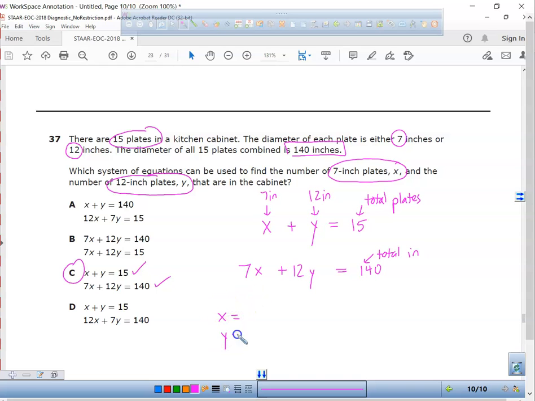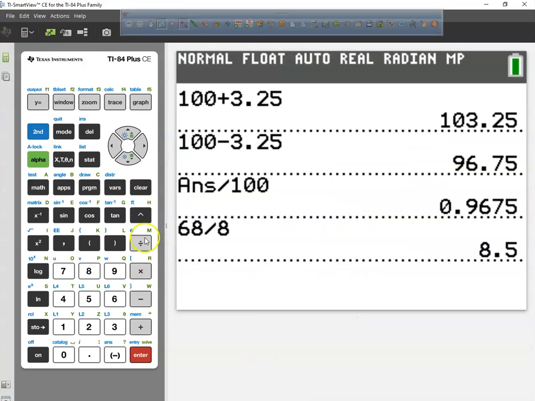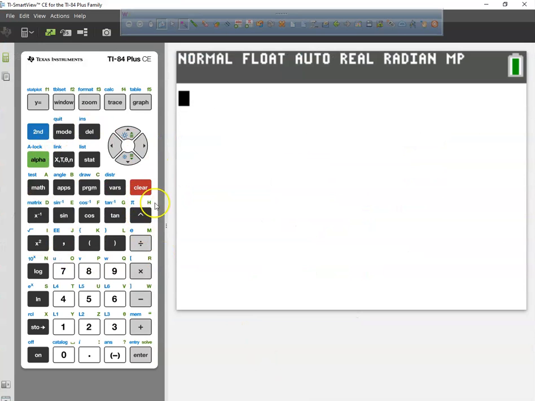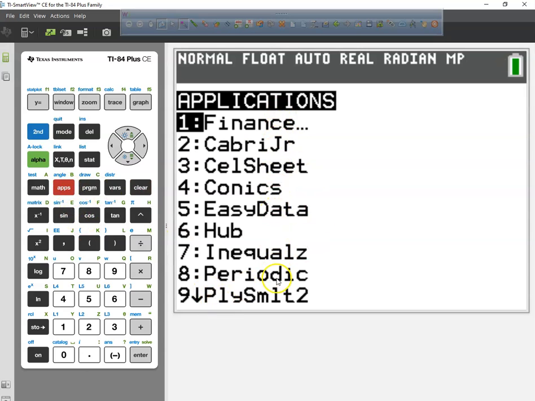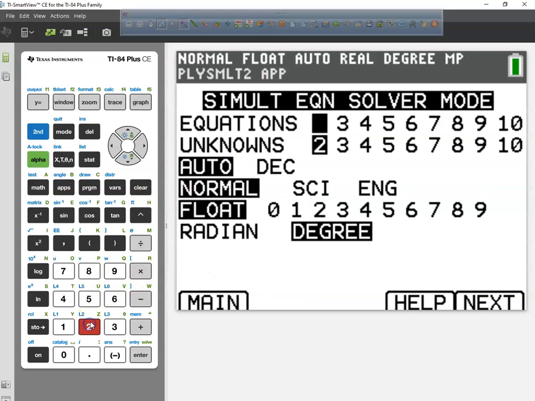Now, if we wanted to figure out how many plates X and Y equaled, all we'd have to do is go to our simultaneous equation solver. So see if you guys remember the steps. We go here. What am I going to click? Apps, very good. What am I going to go down to? That polynomial simultaneous. So mine's 9, yours is number 8. We go down to number 2.